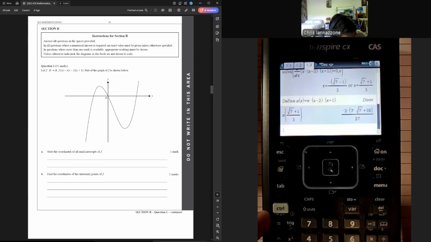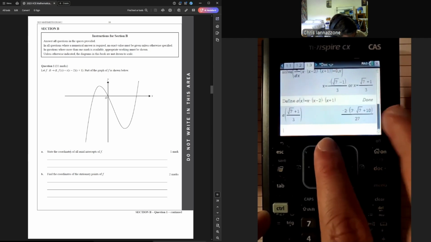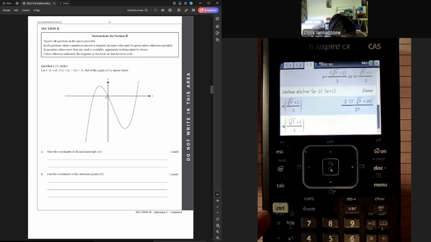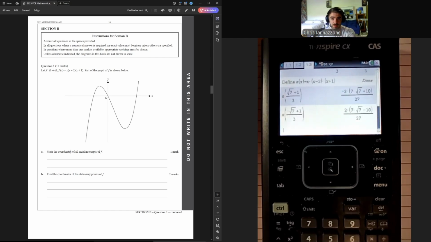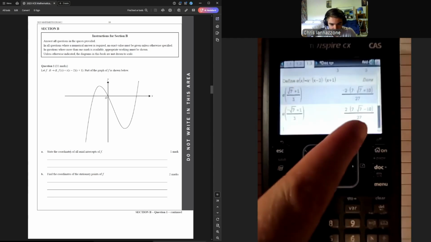That's going to give us a coordinate like that. And all we would have to do from here is chuck a negative sign on this. And that would be the coordinates for our points. So you'd have, that's the x, that's the corresponding y. That's the x, that's the corresponding y.